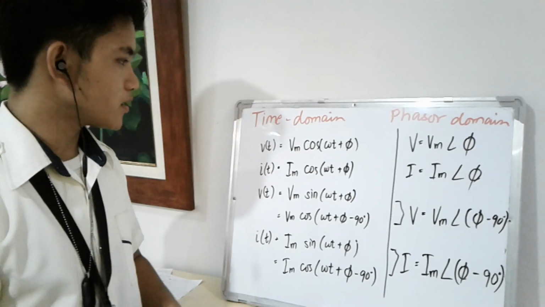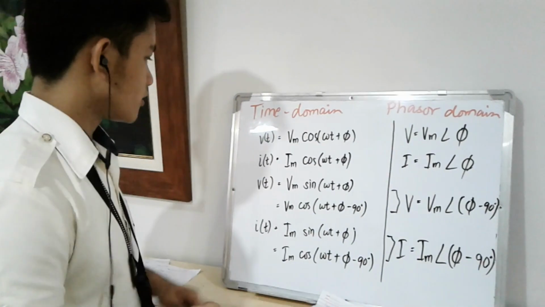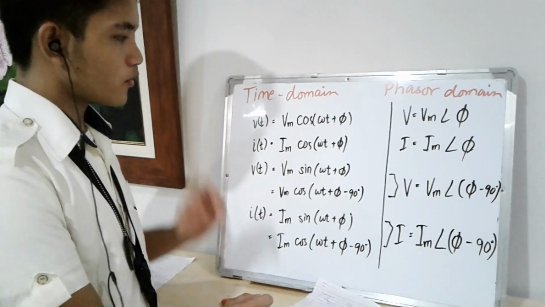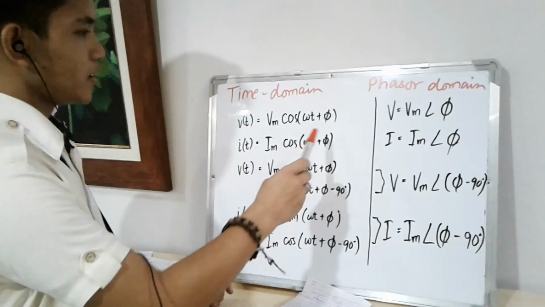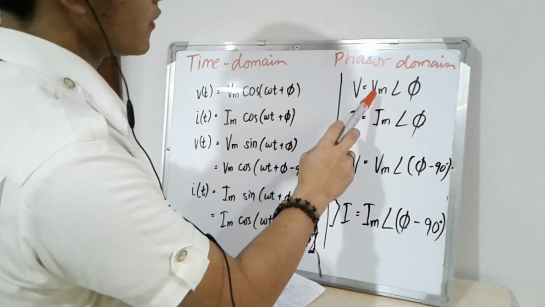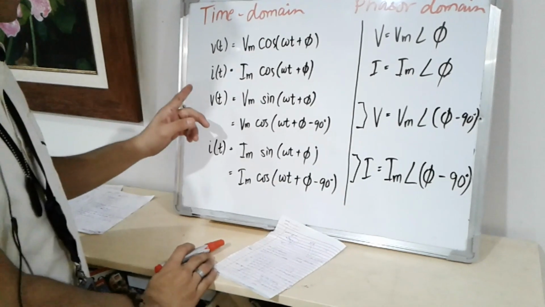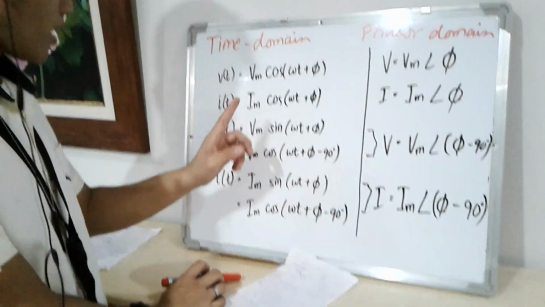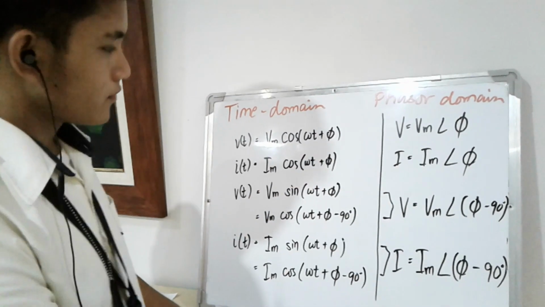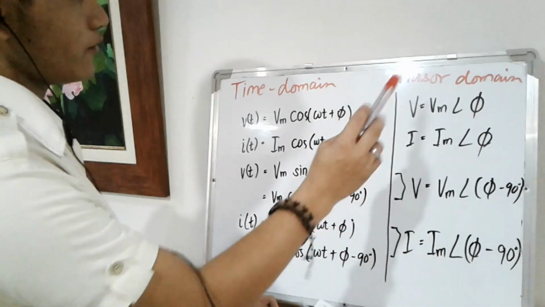So here are some formulas to transform from time domain to phasor domain. V of t equals Vm cosine quantity omega t plus phi is V equals V max angle phi in phasor domain. Then I of t equals I max cosine quantity omega t plus phi is I equals I max angle phi in phasor domain.